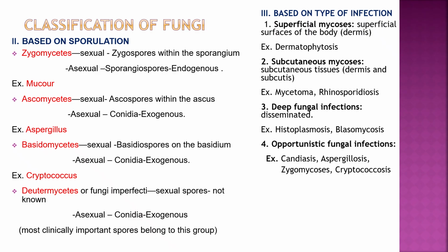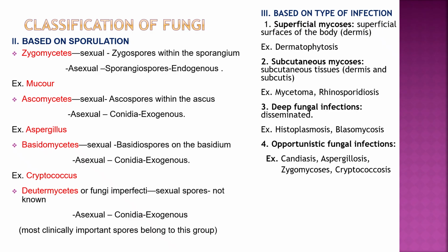Deuteromycetes, fungi imperfecti: sexual spores not known, asexual conidia, exogenous. Most clinically important fungi belong to this group. Based on the infection, that is the pathogenic classification. There are superficial mycoses, affecting superficial surfaces of the body. Example, dermatophytosis.